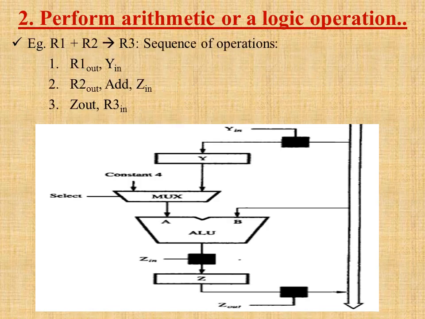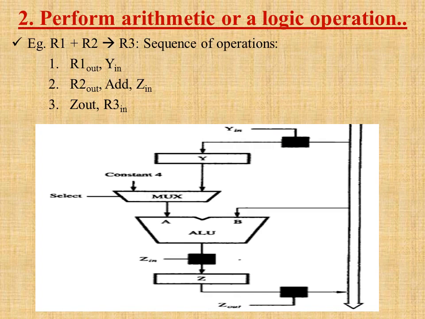Okay. To understand the performance of arithmetic and logical operations, we'll take an example where the contents of the register R1 are added with the contents of the register R2 and the result is stored in R3. To perform this operation, the sequence of operations that takes place, by using the in and out switches of the respective registers, is shown in 3 steps. Okay, these 3 steps are called the sequence of operations.